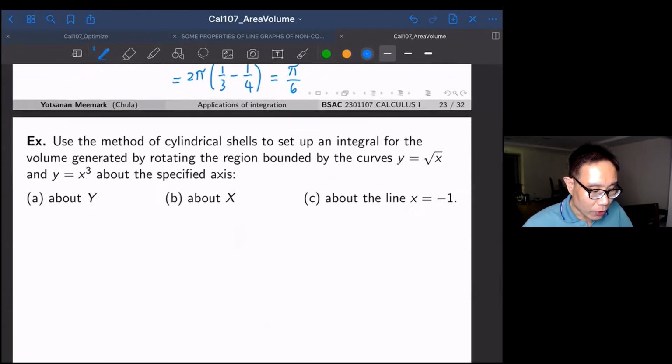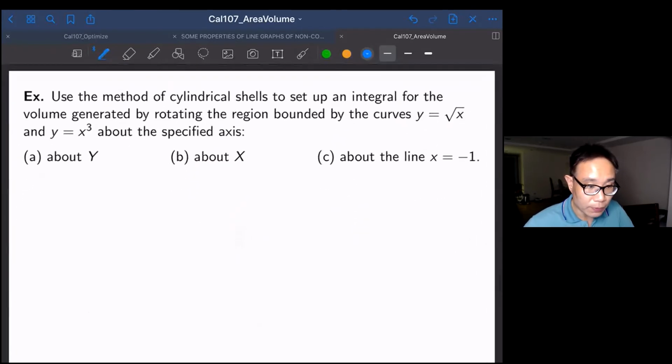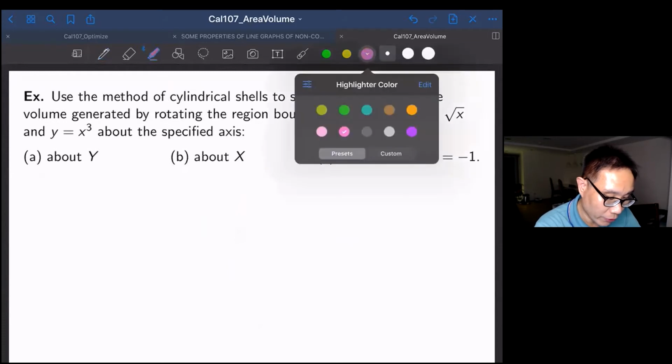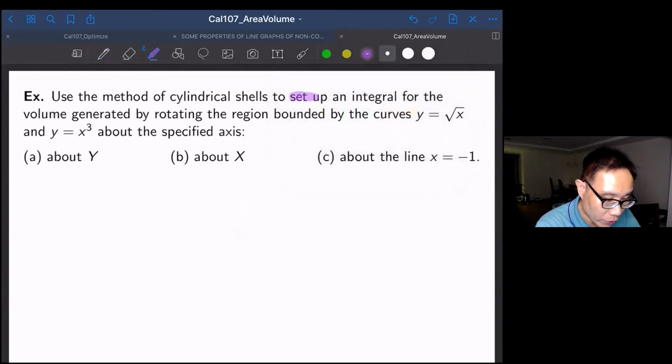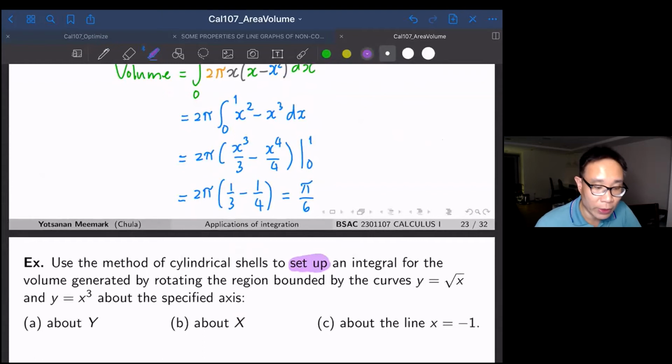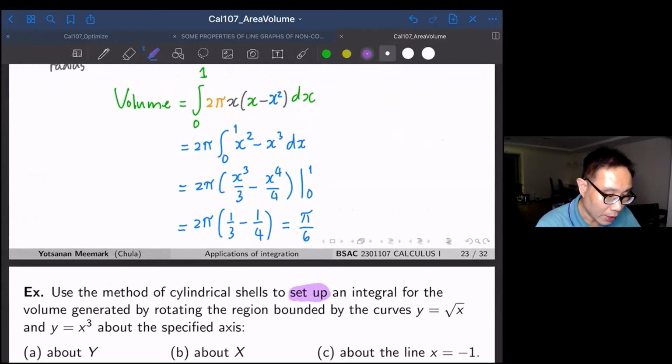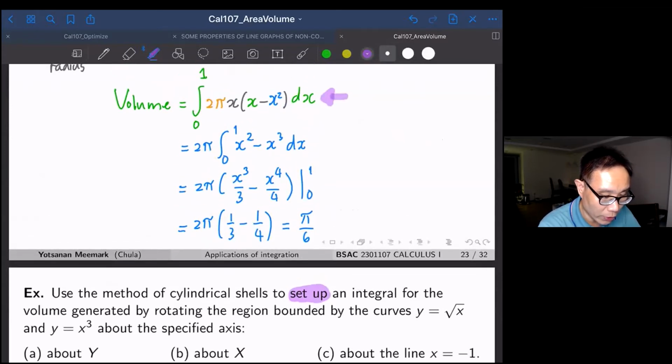Okay, so for the next example, you are asked to use the method of cylindrical shells to set up. Okay, let me emphasize this first. The question asks you to only set up. So we're not going to integrate until we get pi over 6 for the final answer like before. So you're going to stop at the setup, and then continue to your next question.